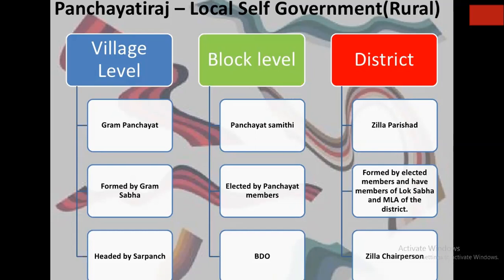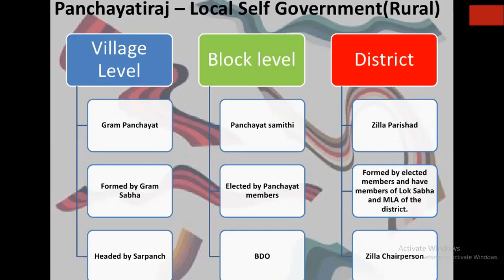Here next is the block level. Panchayat Samiti, elected by Panchayat members, BDO. So what is the meaning of BDO? The full form of BDO is Block Development Office. Okay, so BDO is a department in charge of the development and the activities of a block.